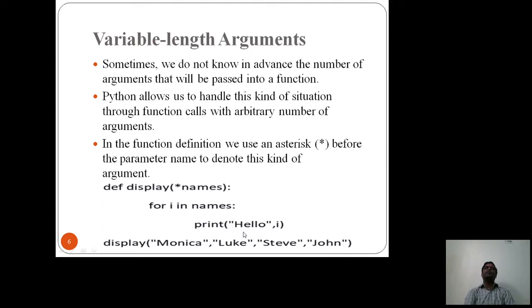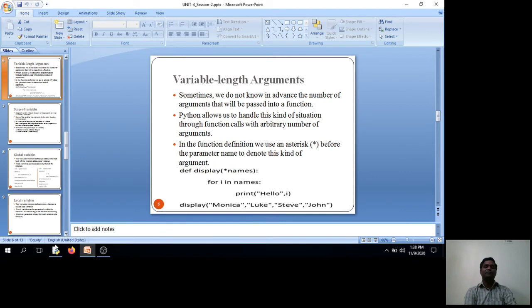These are the four different types of arguments available in Python. Now we will stop this PPT and see examples of these four different types of arguments in our Python IDE, and later we will continue with our scope of variables. So now I'll quickly go to the Python IDE.